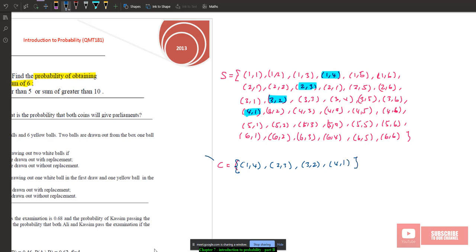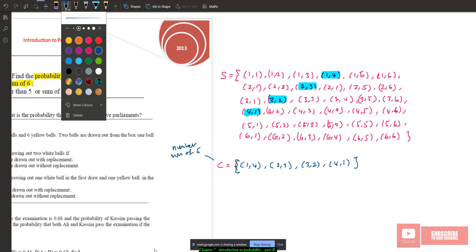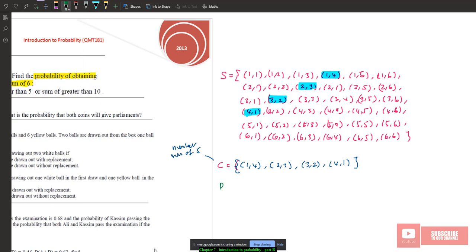So C is the sum of 5. And then after C we put D is the sum of 6. The sum of 6 we already calculated and saw earlier. We have 1 and 5, and then 2 and 4, and then 3 and 3, and then 4 and 2, and the last one is 5 and 1.